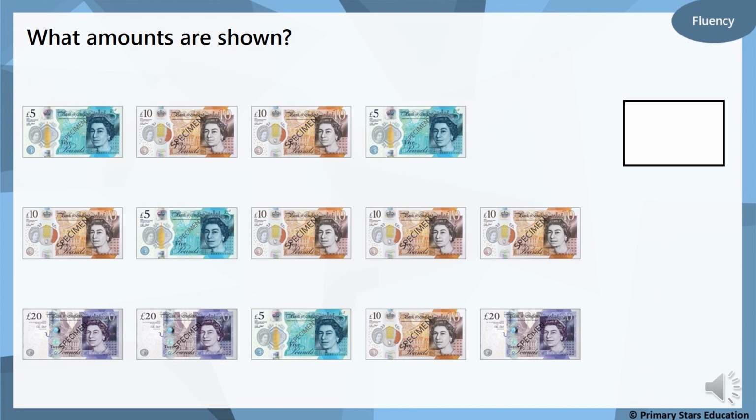Let's have a look at the amounts shown. We've got a mixture of notes and coins. So we've got 5, 15, 25, 30. We've got £30. The next row we've got 10, 15, 25, 35, 45. £45. Looking at the bottom, we've got 20, 40, 45, 55, £75.